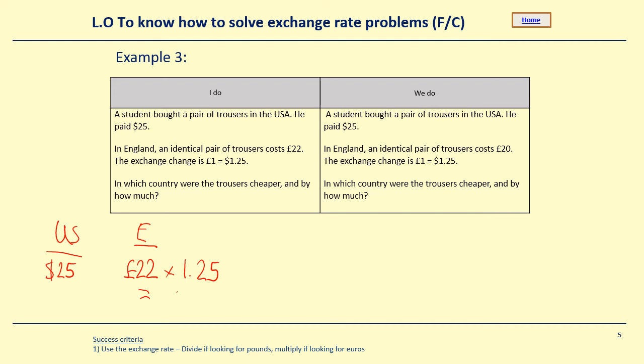Apologies for that. So you can see clearly they were cheaper in the US, and they were cheaper by $2.50 as well. So for this bottom question, it's going to be $2.50. Pause the video here and then have a go at the we do for me as well. This is going to be our final example.